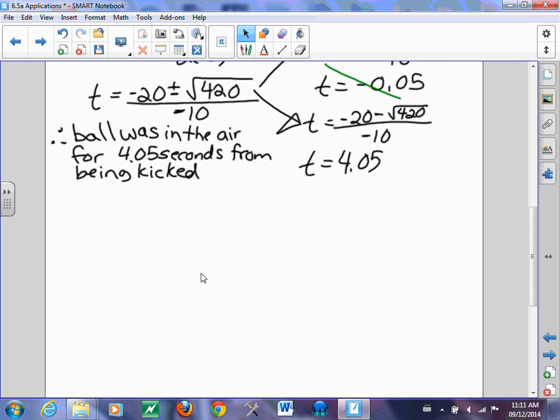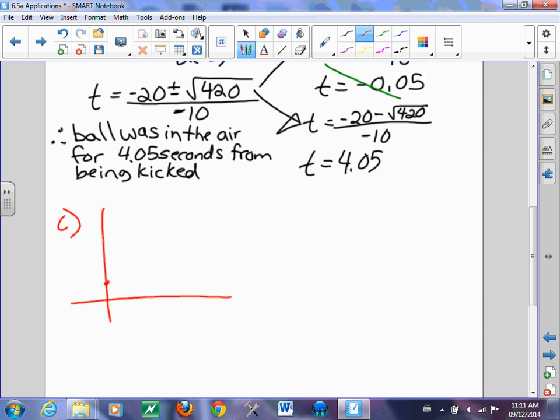All right, let's take a look at question C. Last question, folks. Stay with me. Here we go. For question C, it says, for what length of time was the ball over 10 meters? Ladies and gentlemen, I'm just going to quickly sketch this. We know it started at 1. We know it comes up and comes back down. We knew our maximum height is 21. We knew it started at 1.